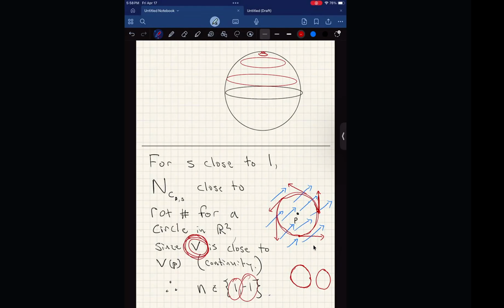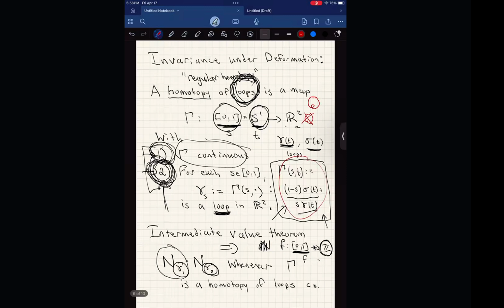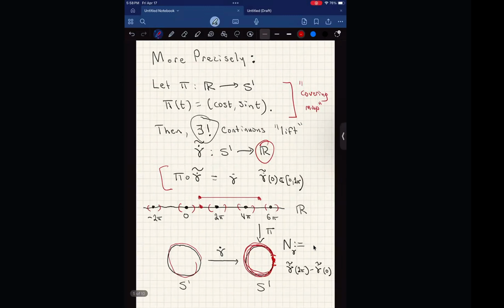Yeah, so I may have slipped into that notation. So winding number is what's happening on this slide here. This number that was called rotation number was tailored to this velocity vector. So as I defined it, rotation number is the winding number of the velocity vector.